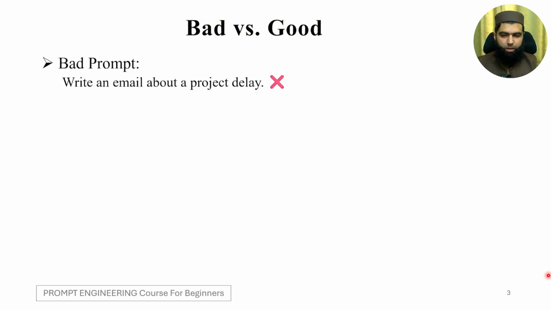Now, let's see a bad and a good prompt just to end this lecture. Let's say we are writing a prompt for an AI chatbot like ChatGPT or Gemini or DeepSeek, whatever it is: "Write an email about a project delay." So you want it to write an email, but the thing is, this is a very bad prompt.